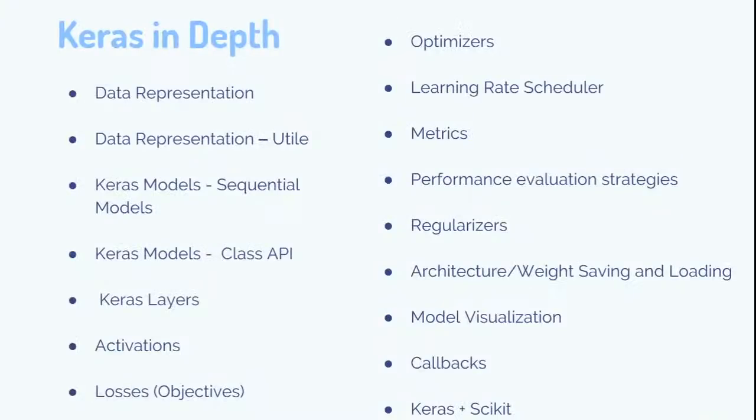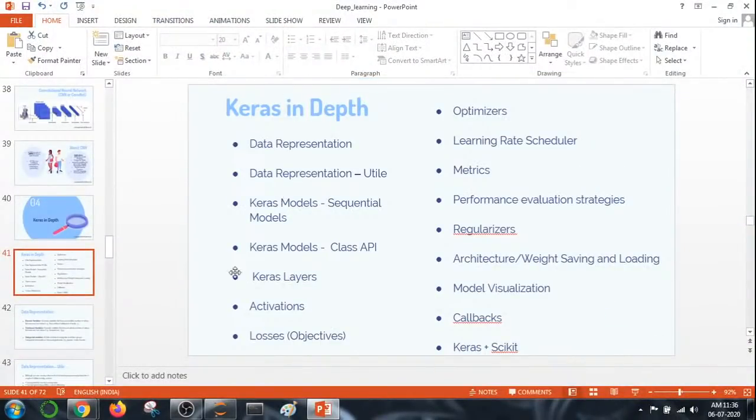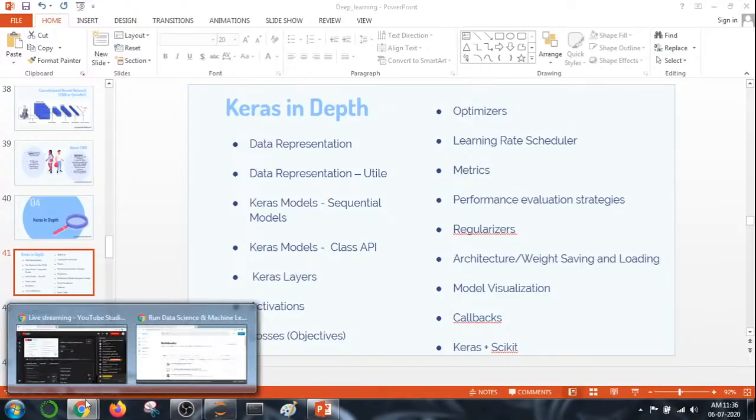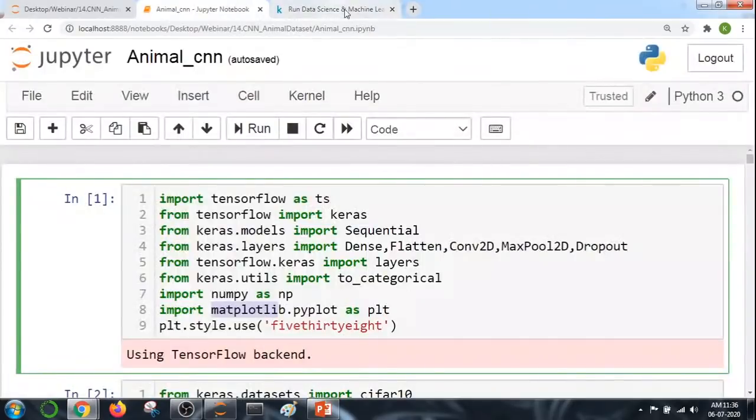So let me enter into the session, how we can use Keras in depth. The areas we are covering in Keras are data representation, utils, Keras model, sequential model, API, Keras layers, activation function, loss function, optimizer function, learning rate scheduler, and metrics. Before this, I will enter the Jupyter notebook and explain some of the basics, and then I will show you the depth of Keras. So here you can see I have a Jupyter notebook file.